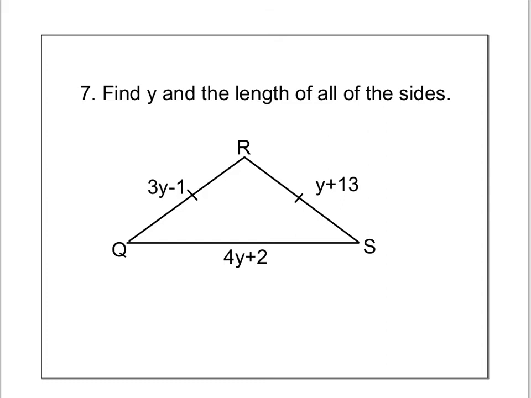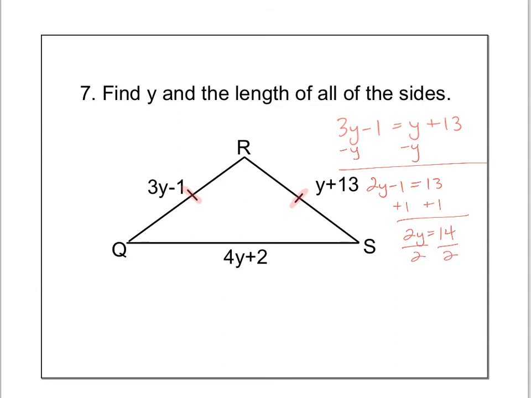Notice the tick marks. Please take a minute, pause the video, try number 7. So this is an isosceles triangle because 2 sides are equal. So 3y minus 1 should equal y plus 13 because we have this and this. So those two are the same size. Subtract your y, add 1, divide by 2.